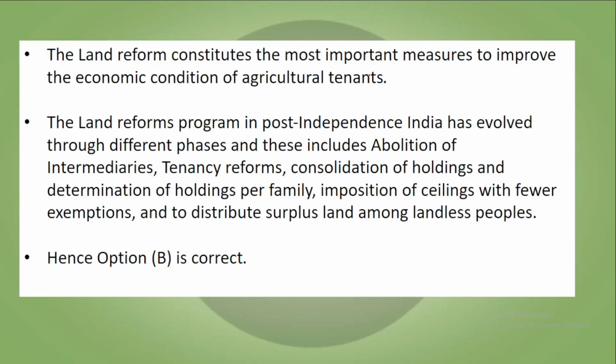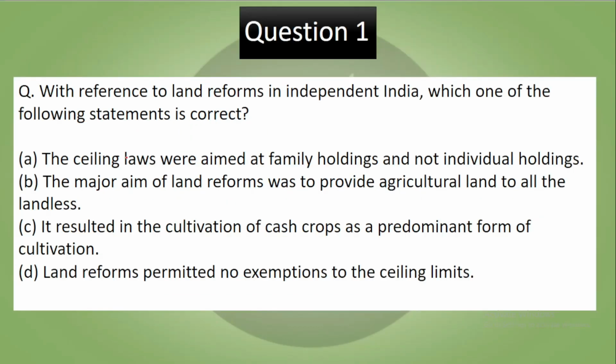The land reform constitutes the most important measures to improve the economic condition of agricultural tenants of India. The land reforms program in the post-independence India has evolved through different phases. These includes first of all abolition of intermediaries, then tenancy reforms, then consolidation of holdings, and determination of holdings per family, imposition of ceilings with fewer exemptions was there, and to distribute surplus land among the landless people. Therefore, regarding the land reforms, the answer is your B option.